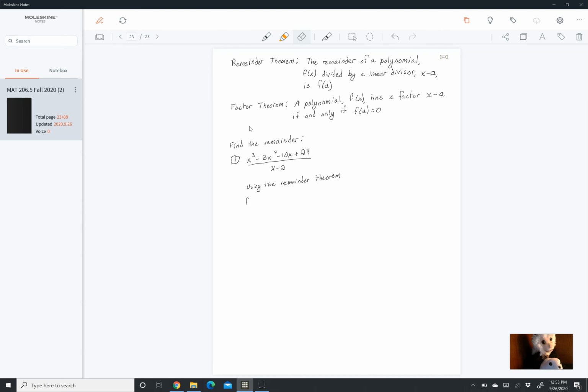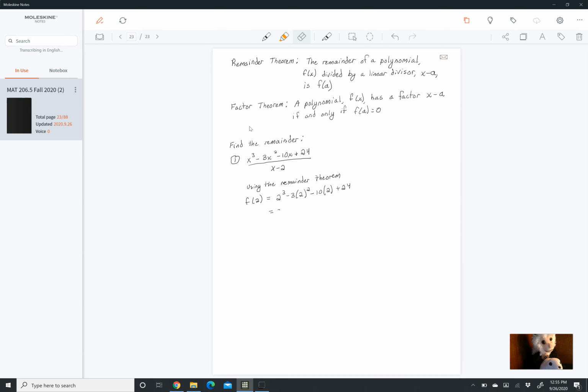What we're doing is we're plugging in f of 2, where x cubed minus 3x squared minus 10x plus 24 is your f of x. So we're going to do 2 cubed minus 3 times 2 squared minus 10 times 2 plus 24. Now, some of you are making mistakes here. I saw it when you do average rate of change. I've seen mistakes like this.